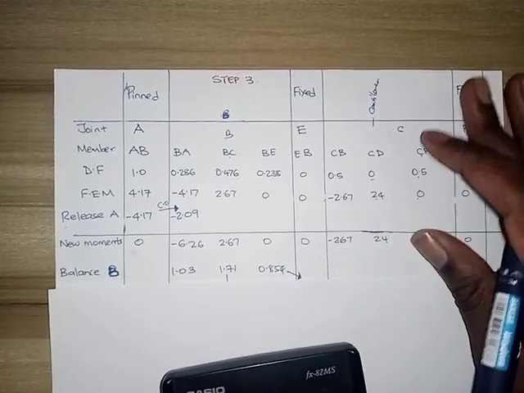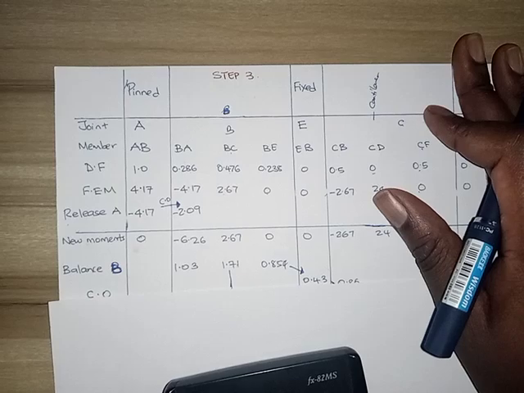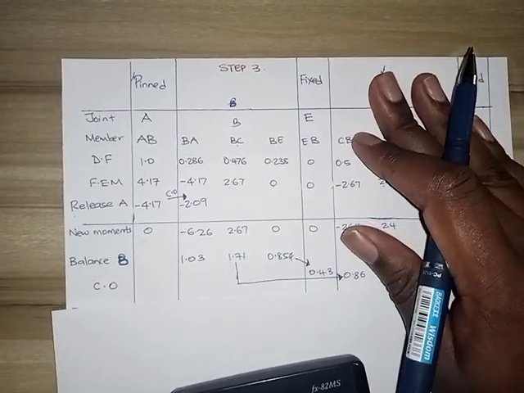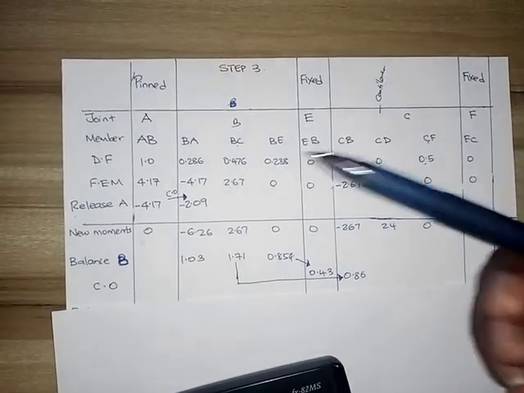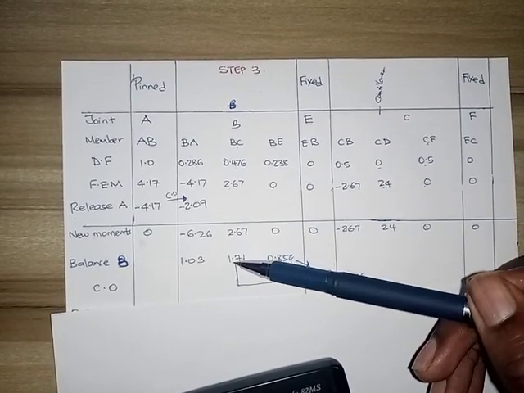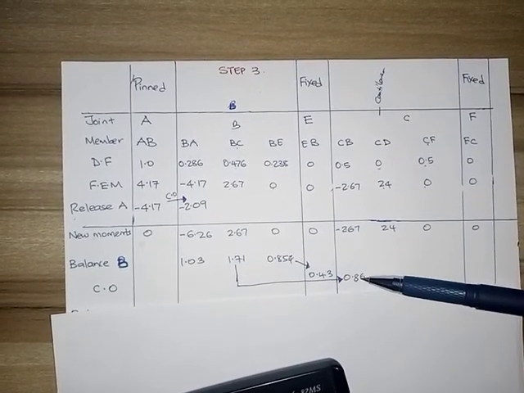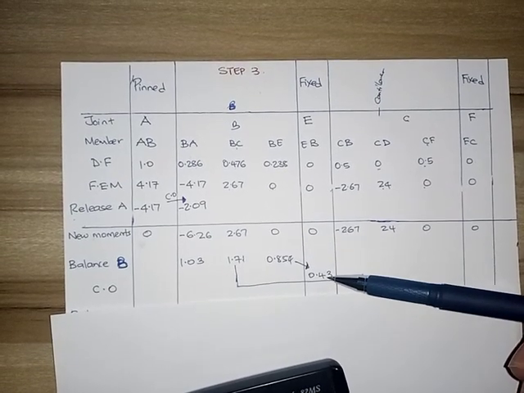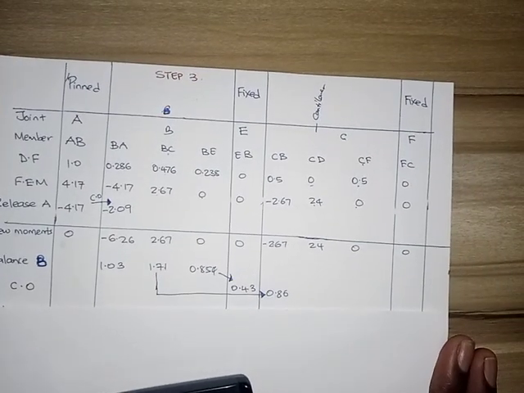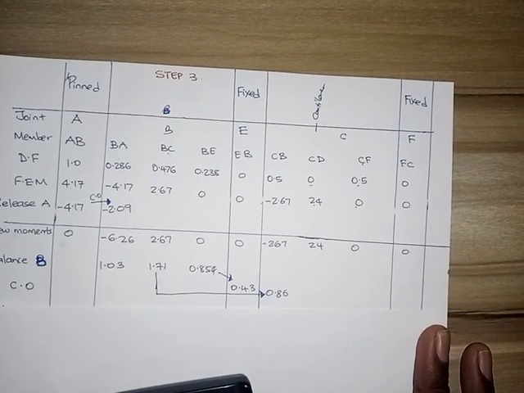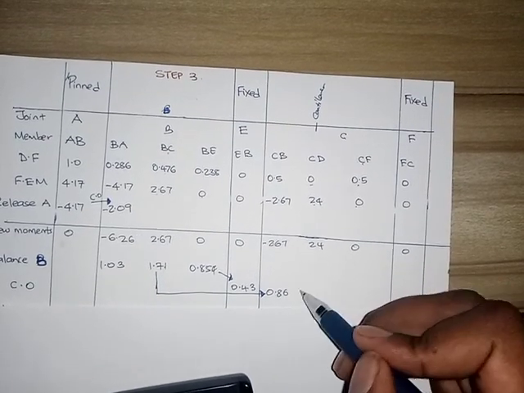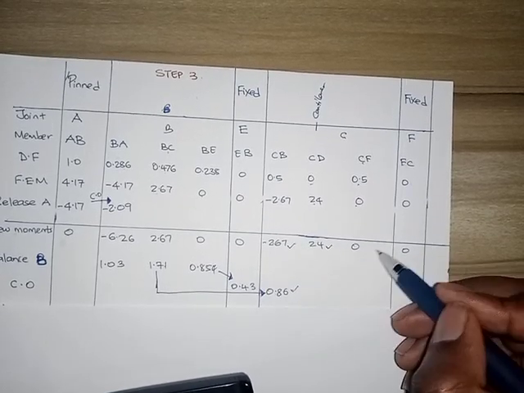So the next thing now is to do the carryover for joint B. Half of BC goes to CB. So 1.71 divided by 2, you get 0.86, and half of this comes here as 0.43. Now let's turn our attention to joint C. So what will be the unbalanced moment? The unbalanced moment will be the summation of this one, this one, this one, and this one.